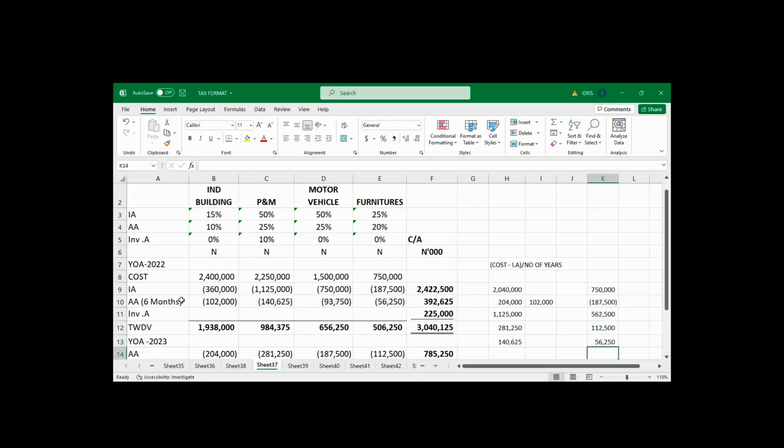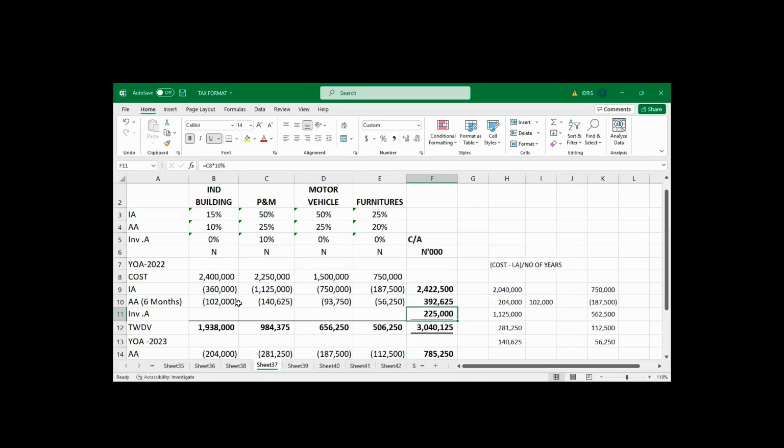At the end of the day, all the annual allowance is 392,625. In this question, I use investment allowance. However, investment allowance has been deleted by Finance Act 2023. But this is year of assessment 2022, not year of assessment 2024. Finance Act 2023 started from year of assessment 2024. So as at year of assessment 2022, investment allowance is still applicable.